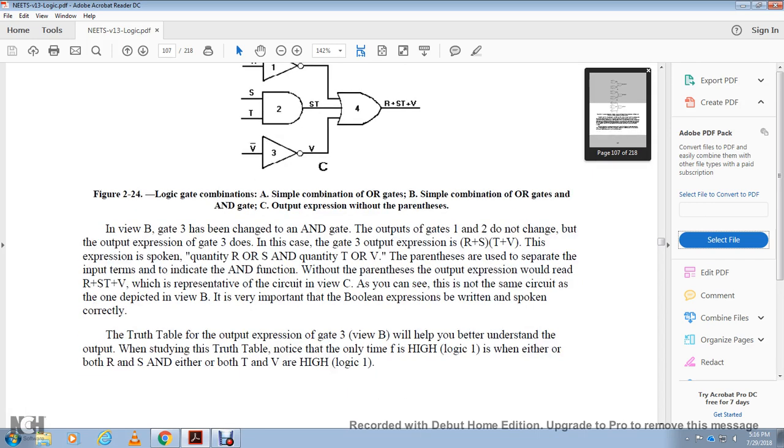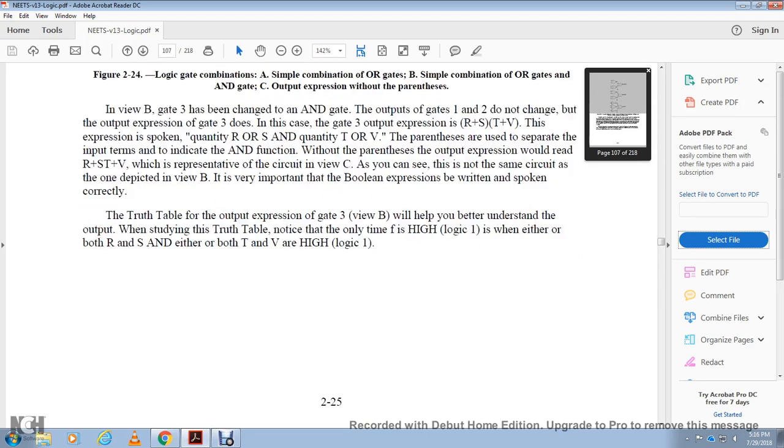The truth table of the output expression of the gate 3 with the view B will help you better understand the output. With the truth table you can see the only time the frequency is high is when logic 1 is either both R and S, or both T and V, are high logic 1.